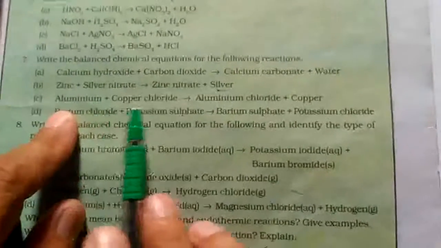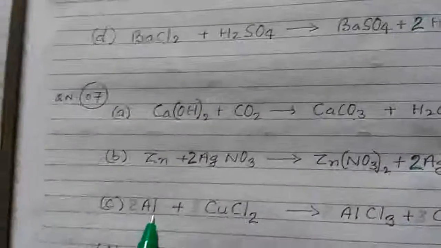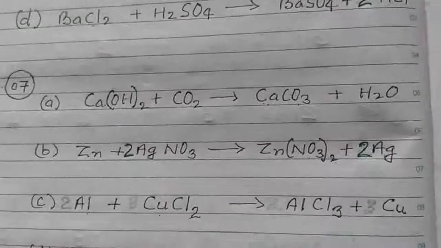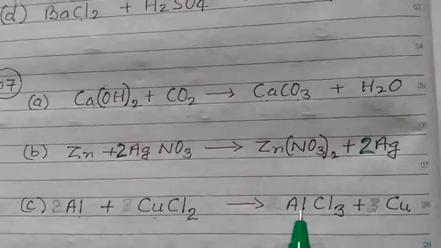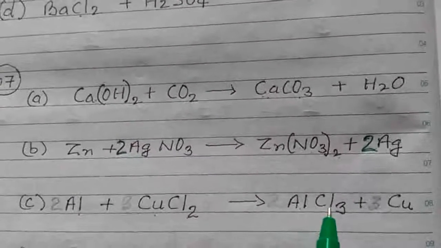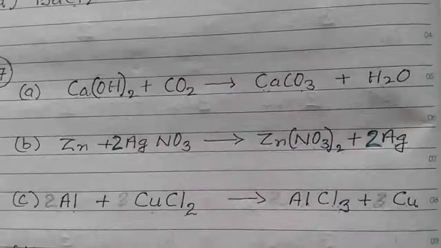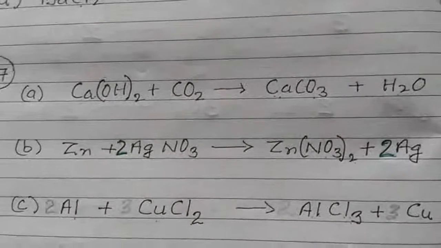Aluminium plus copper chloride gives aluminium chloride plus copper. Aluminium plus cupric chloride. You can write cuprous chloride too, but cupric chloride can also be written. Then aluminium chloride: again, aluminium is trivalent, chlorine is monovalent. So 1 is not written here, 3 is written here. And copper is monovalent, you can write. Now try to balance it.